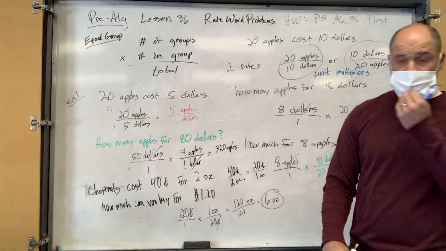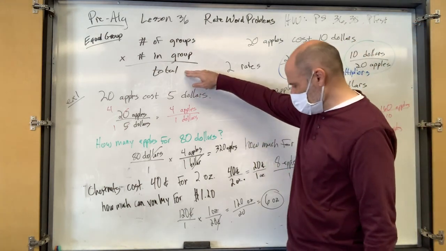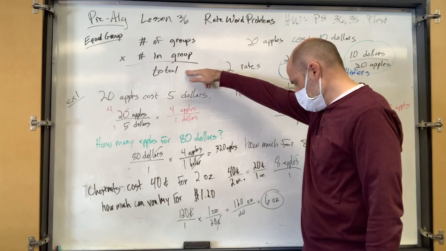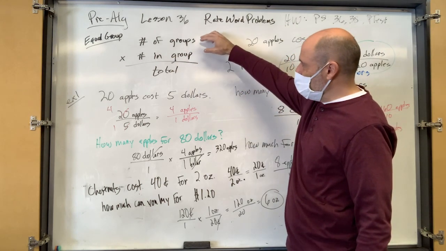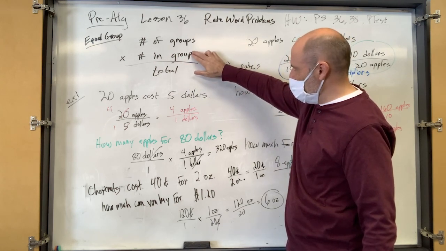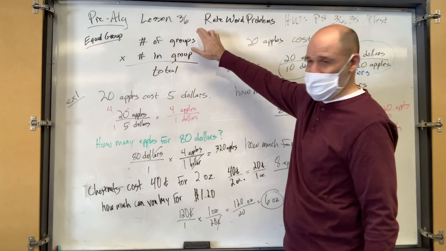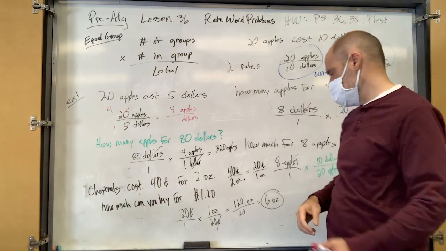Or in other words, it's an equal group problem. 120 cents is the total, and they gave us how many were in the group, so 20 cents in the group. If it's 120 cents divided by 20 cents, you get 6 groups, or 6 ounces. So the group is the ounces.